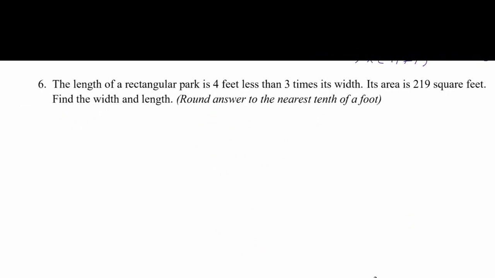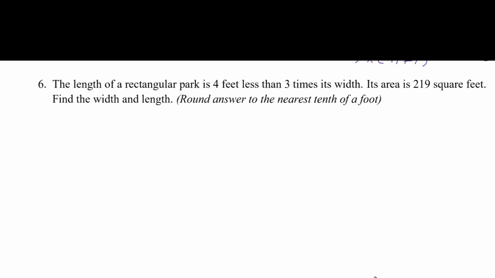So we're back to a rectangular park. And we know that the length of the rectangular park is 4 feet less than 3 times the width. The area of the park is 219 square feet. Find the width and the length. Oh, and round your answer to the nearest tenth of a foot.